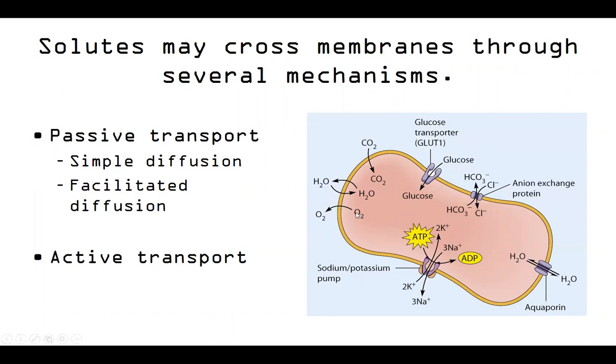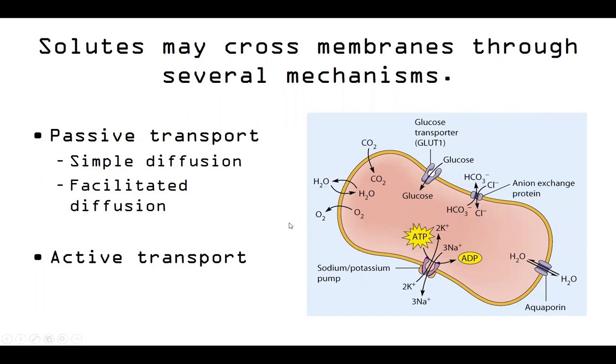Sometimes molecules can't freely diffuse through these lipids, but they can diffuse if we allow them to have perhaps a channel or something. So we can have facilitated diffusion, like a channel. Here we see an anion exchange protein, it's a channel. We can have transporter proteins or carrier proteins that don't use ATP, but use some other method to allow us to bring things into the cell.